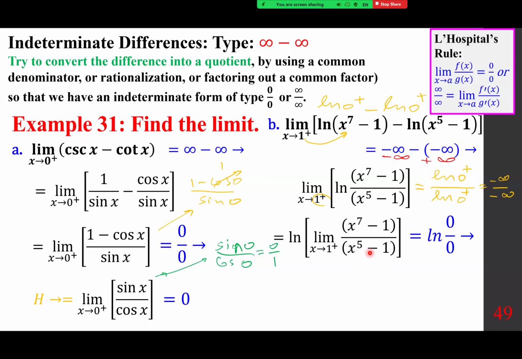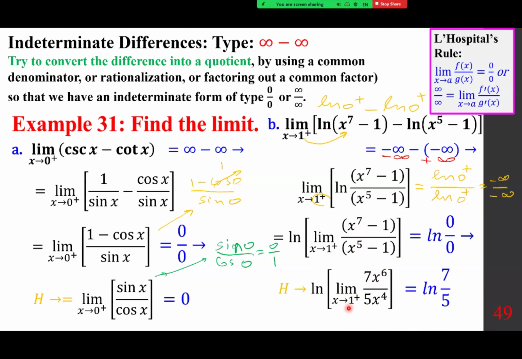So natural log of this is 7x to the power of 6 over 5x to the power of 4, everybody. Now, if I plug in 1, top becomes 7, bottom becomes 5. So I get 7 over 5 here. Natural log of 7 over 5, whatever it is. This is an exact answer. You don't have to calculate it to approximate it, or you don't even have to write ln 7 minus ln 5, okay? So it's pretty straightforward, everybody.